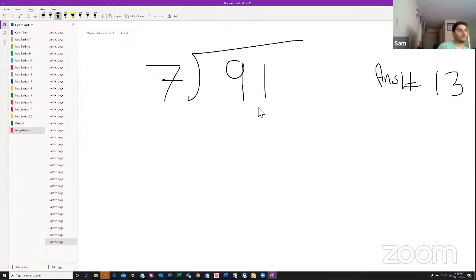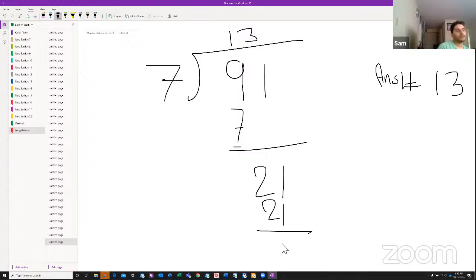So first digit, it's a 9. So if you divide 9 by 7, it's going to be 1. 7 times 1 is going to be 7. We do 9 minus 7, it's going to be 2. You're going to drop down 1, it's going to be 21. 21 divided by 7, that will be 3. And 13 is the right answer.